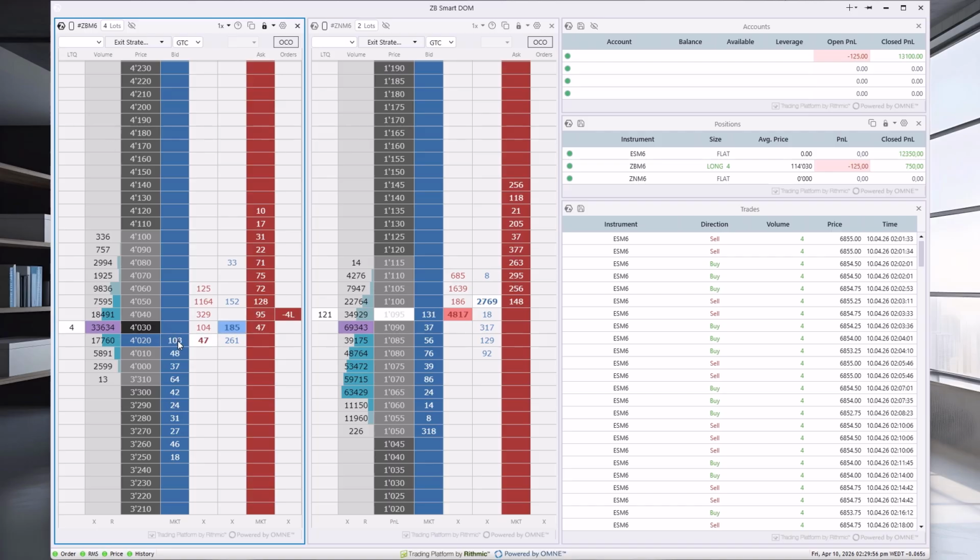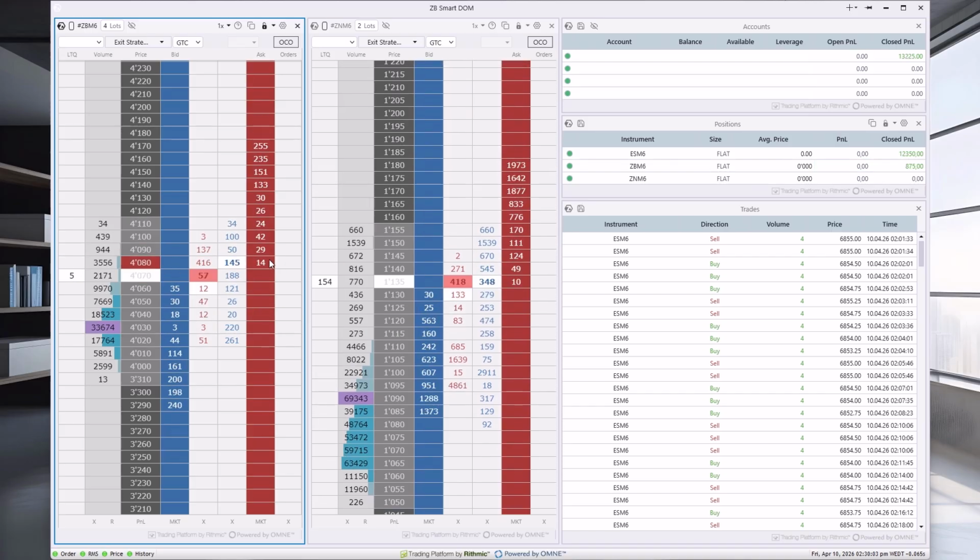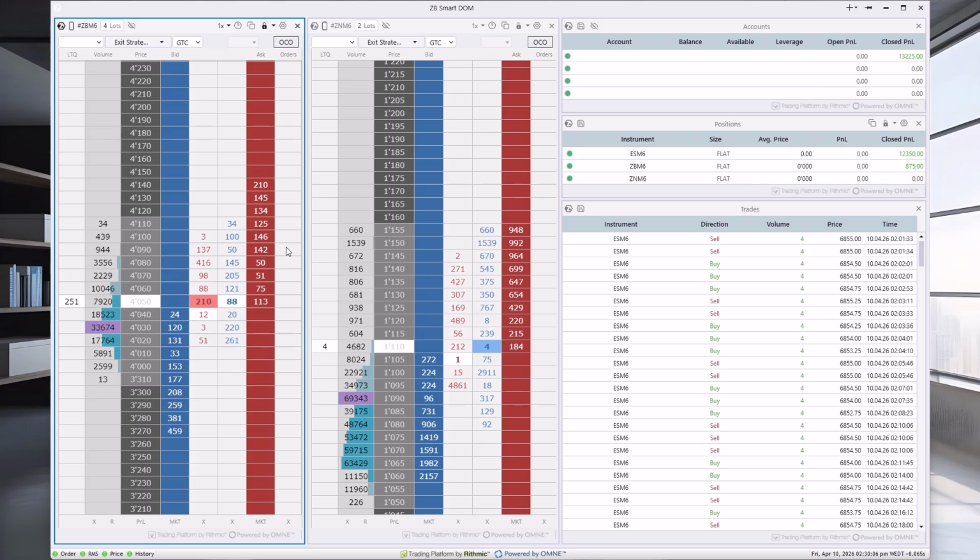Now, let's see if this is a potential spoofer. I mean, I do see here, oh my goodness. Yep, something definitely happened at that point.